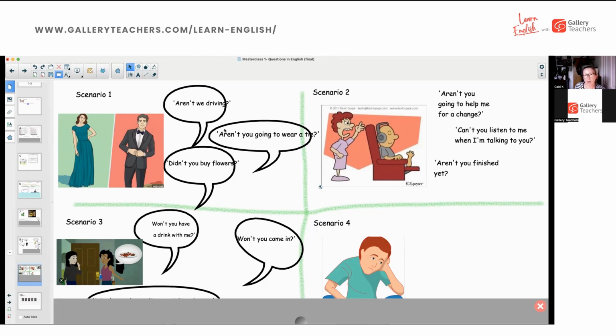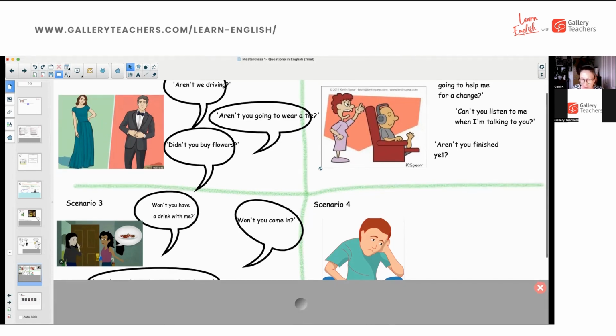So even this one, if you look at this, aren't you going to wear a tie? Your intonation will indicate that this is just a question, showing that you're surprised. You are not nagging. But believe me, in this situation, the tone of my voice is very, very clear. I'm just absolutely fed up. My husband never helps, so aren't you going to help me for a change? So we use negative questions to nag, to complain. This is another interesting thing about negative questions.